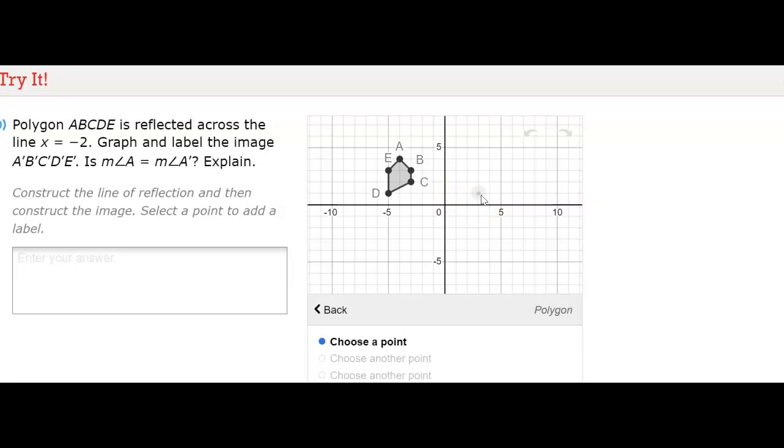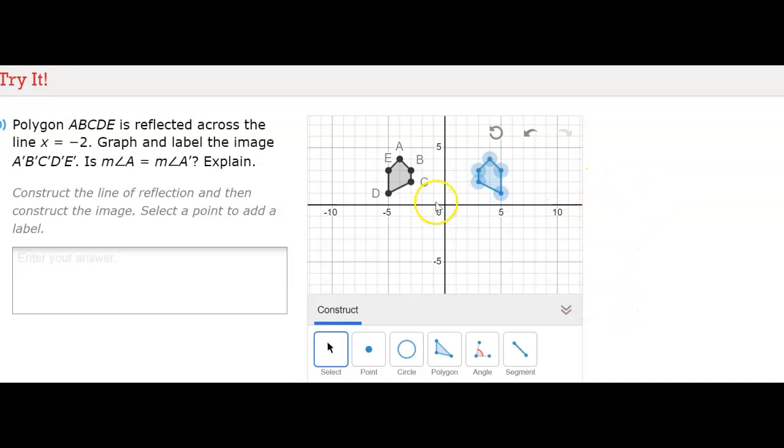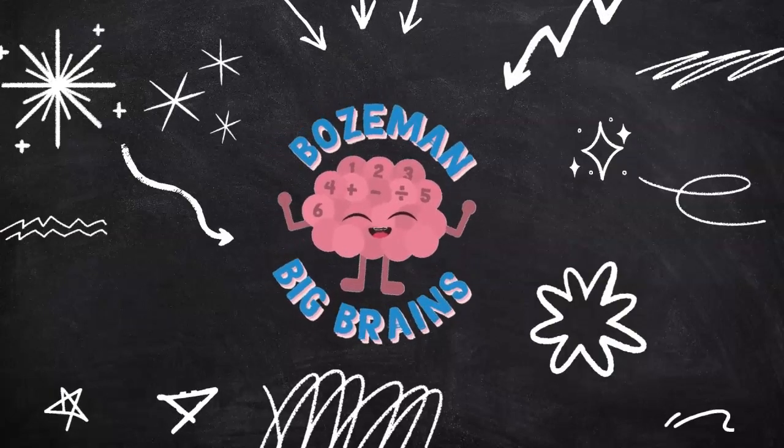Okay, and now let's keep drawing the rest of this polygon. Okay, there we go. So there's our reflection. And yes, angle A should be the same measurement as angle A' because they are congruent. It's just a reflection of what we had before.